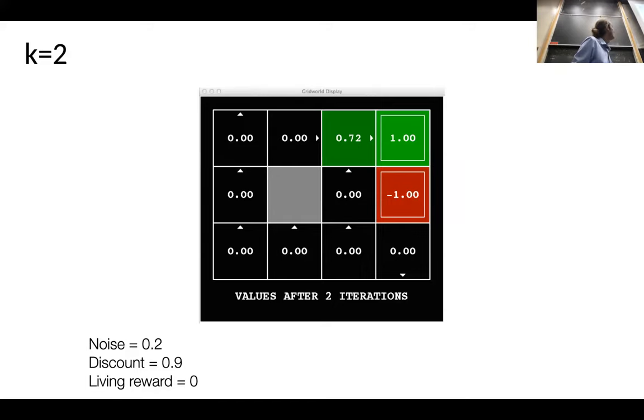The noise is basically the noise in the actions that they can take. Even if you go north, you only end up going north with 80% probability. With 20% probability you go either left or right, 10% left, 10% right.